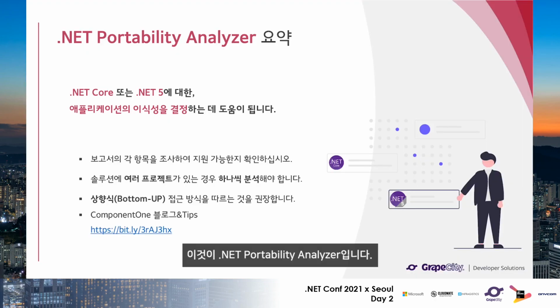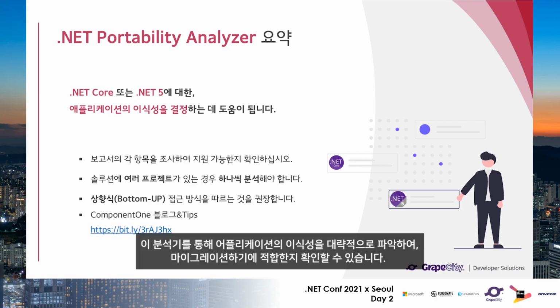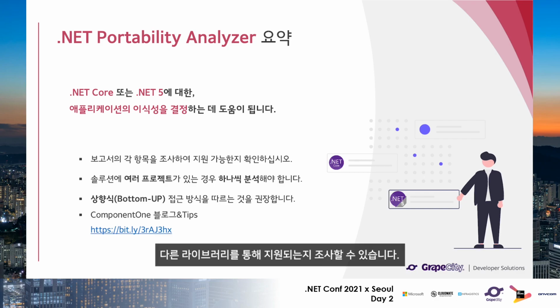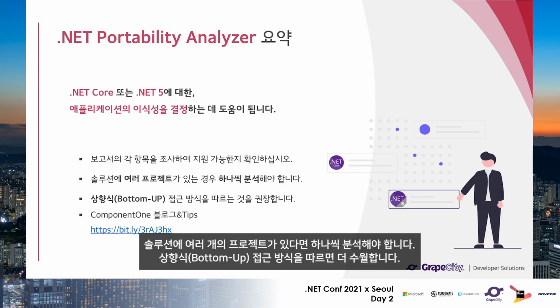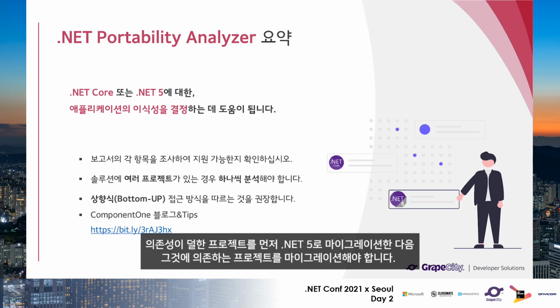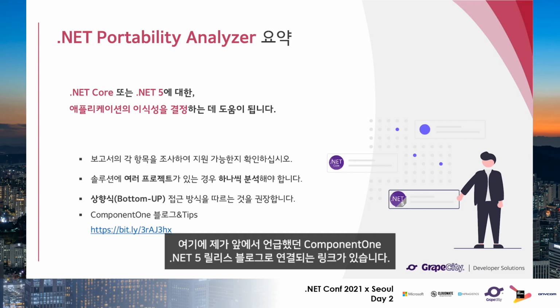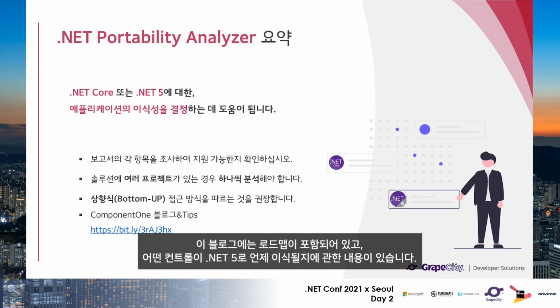So that's basically the .NET Portability Analyzer. It lets you get a rough idea of how portable your application is. You can use this tool to help determine if your application is a good candidate for migration. From the list in the report, you can see if there will be problems by investigating each item that won't migrate and researching if it's supported through a different library. If your solution has multiple projects, you should analyze them one by one. It's easier by following a bottom-up approach. Projects with fewer dependencies should be migrated to .NET 5 first, followed by the ones that may depend on them. And as I mentioned earlier, projects that do not rely on the UI should be ported to .NET Core or .NET Standard. And here's the link to the ComponentOne .NET 5 release blog that I mentioned. It includes our roadmap of which controls will be ported to .NET 5 and when.